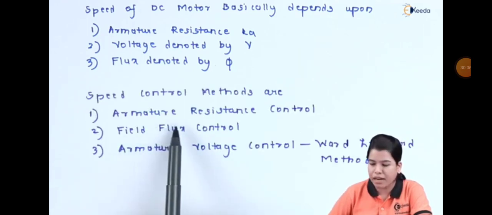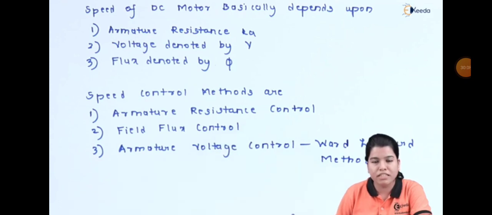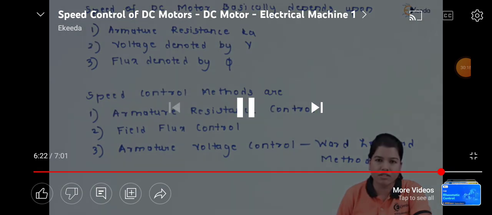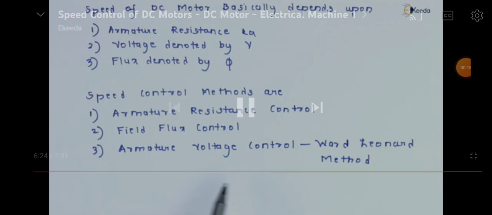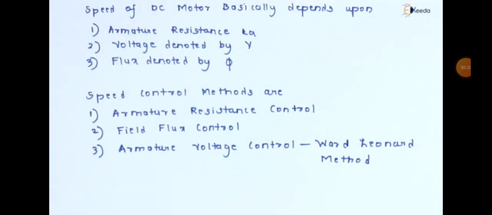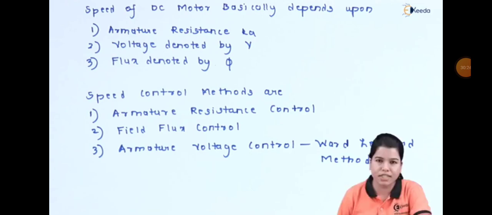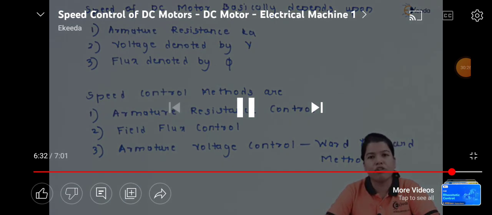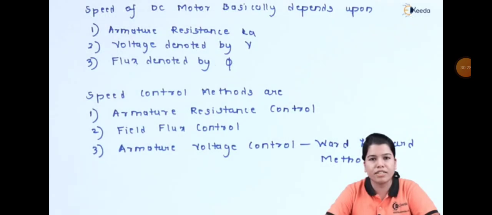First method is armature resistance control. In this method, we are going to control the resistance of armature. Then second is field flux control. In this method, we are going to control the flux. Then third is armature voltage control, which is also called as Ward-Leonard method. This method we are going to control the armature voltage. Hence, these are the three basic methods of speed control of DC motor.